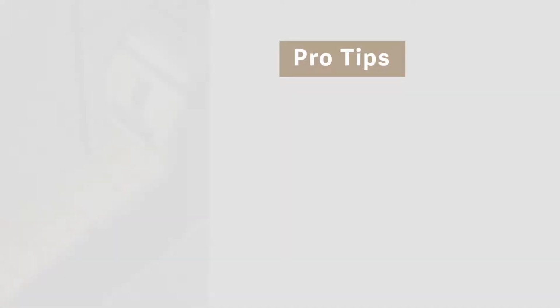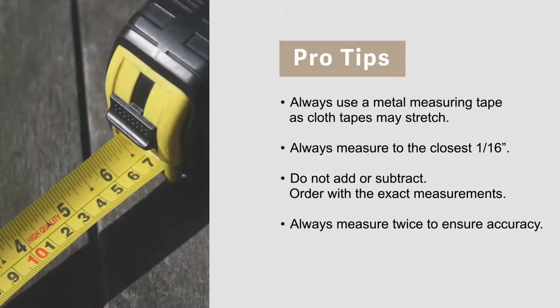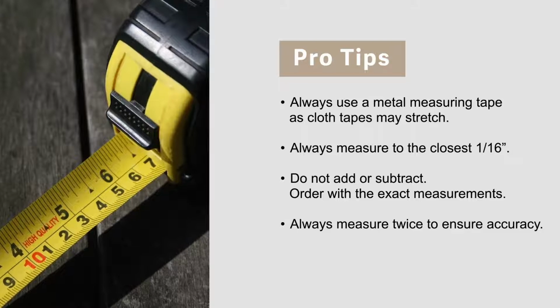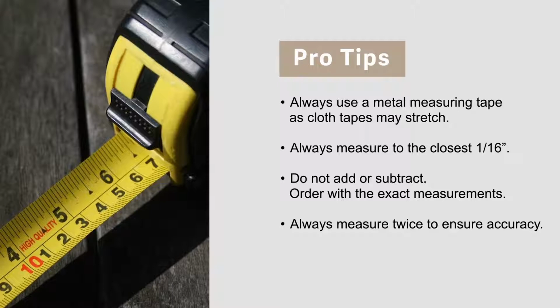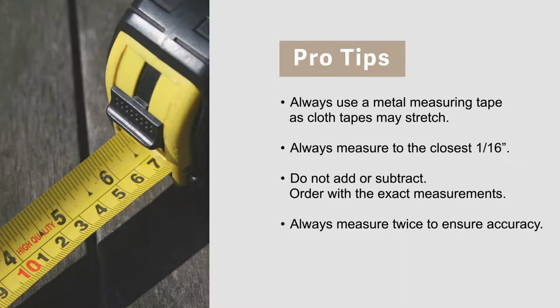Pro tips. Always use a metal measuring tape, as cloth tapes may stretch. Always measure to the closest 1/16 inches. Do not add or subtract. Order with the exact measurements. Always measure twice to ensure accuracy.